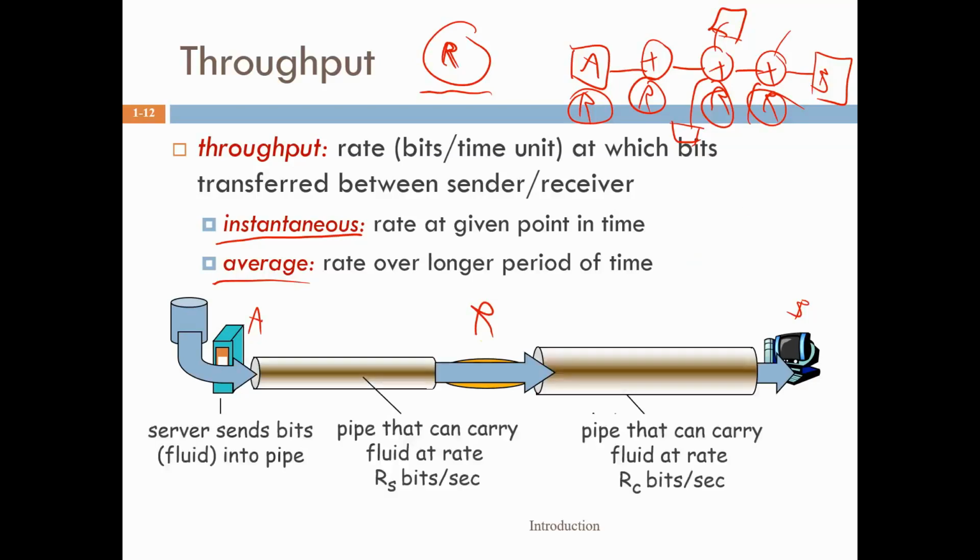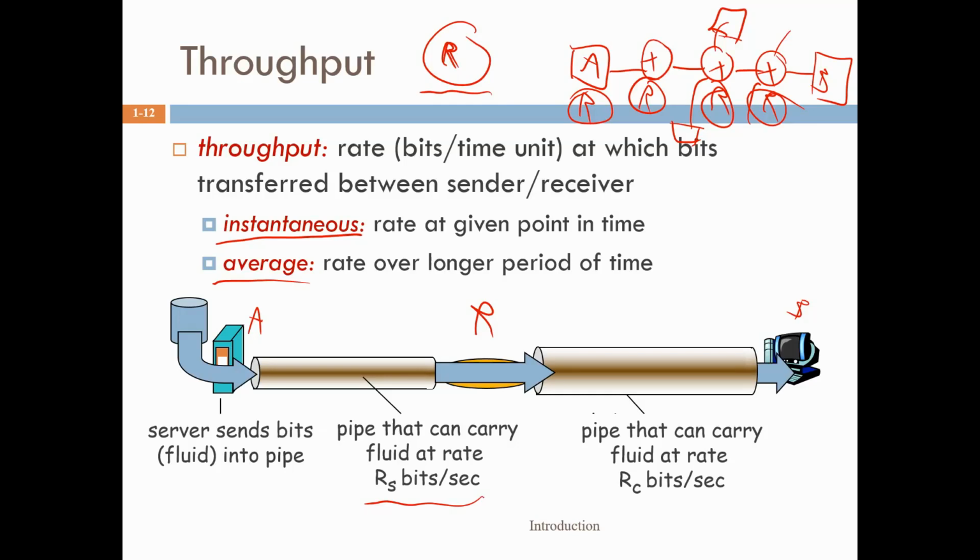The throughput is calculated in a very simple way. Imagine that you have two water pipes, one water pipe between A and the router and another water pipe between the router and B. The water pipe between A and the router can carry fluids at a rate of Rs bits per second. That means it's a small pipe, it doesn't have a large radius, okay?